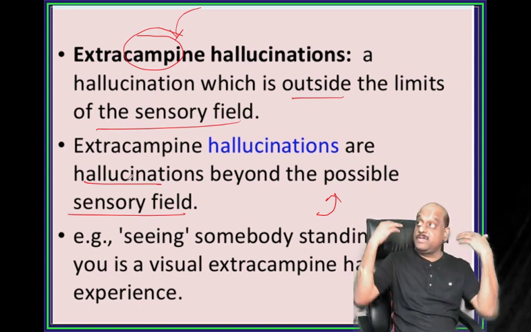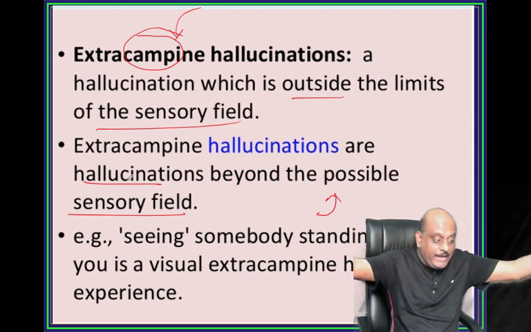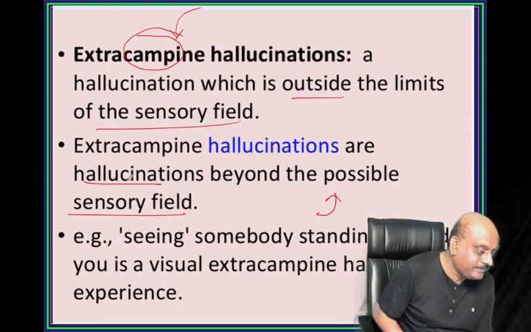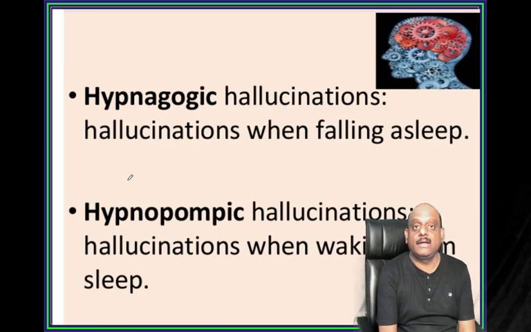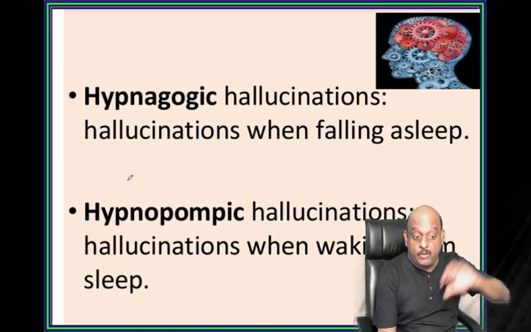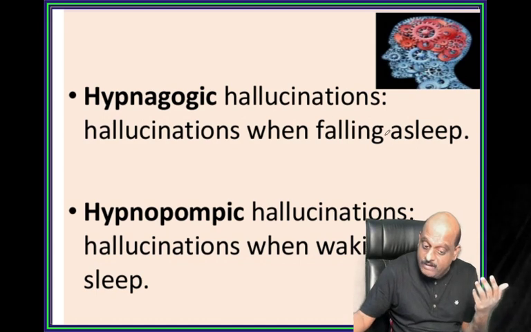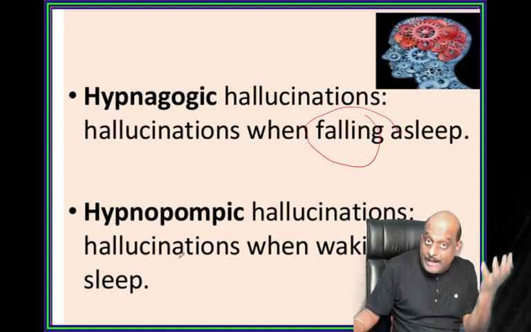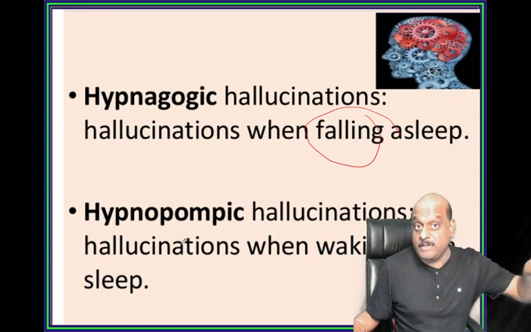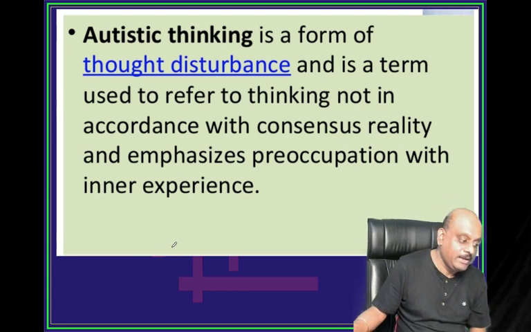For example, you are able to see somebody who is standing behind you. That is extracampine hallucination. Now, hypnagogic, hypnopompic, what is the meaning? When a hallucination occurs when you are falling asleep, it is called hypnagogic. When you get a hallucination when waking from sleep, that's called hypnopompic. That's what you should remember.